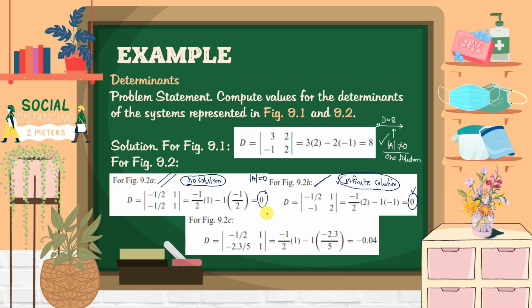For our figure 9.2c, it has a value close to 0. So, it has a negative 0.0 value for the determinant of the coefficient. So, it is an ill-conditioned system. So, we have difficulty visually detecting the point of intersection because it is an ill-conditioned system.